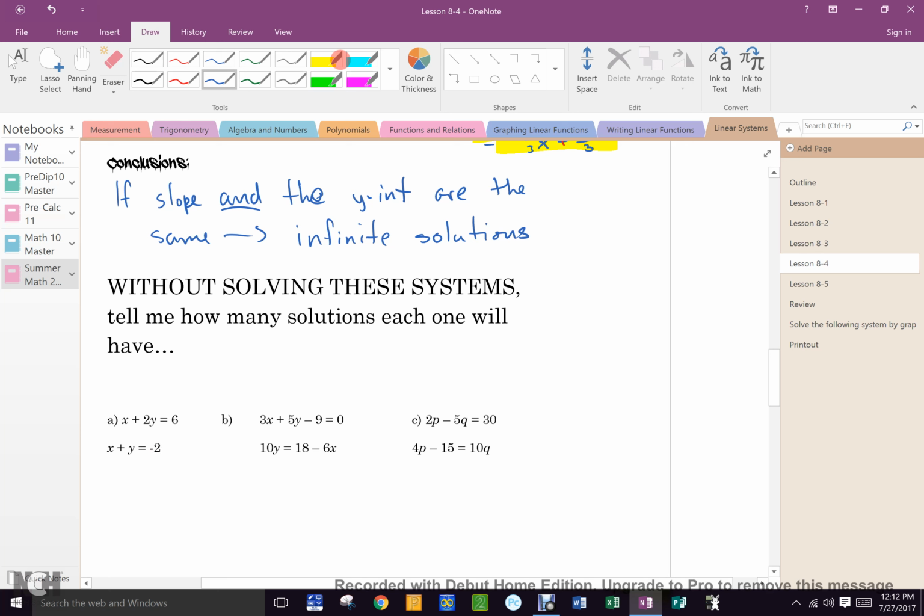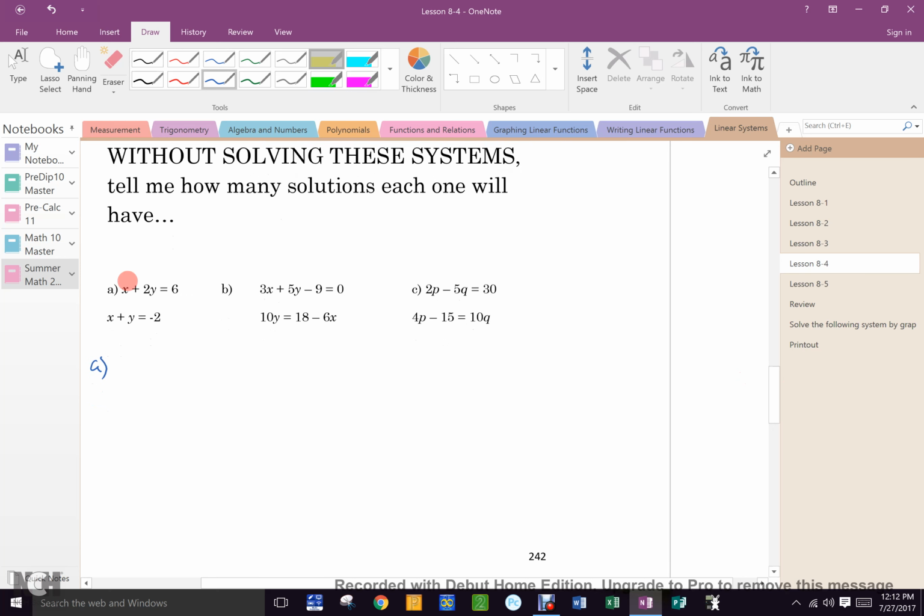How do I check his slope? What should I do to check the slopes here? He waited patiently. Slope intercept. 2y equals negative x plus 6. Y equals negative 1/2 x plus 3. Correct? Okay. What's the next one?